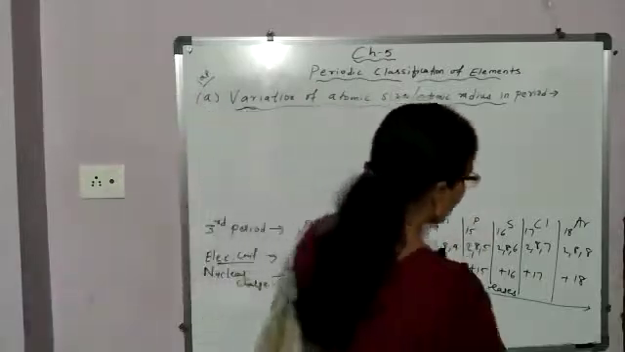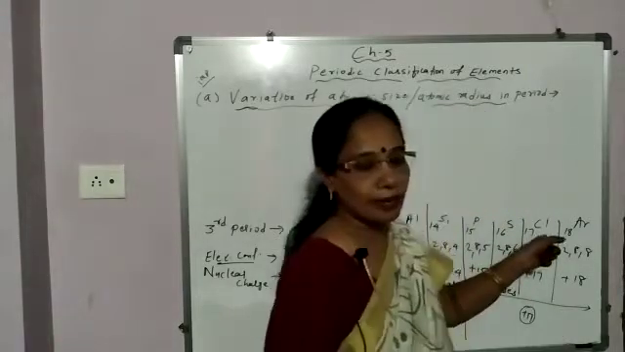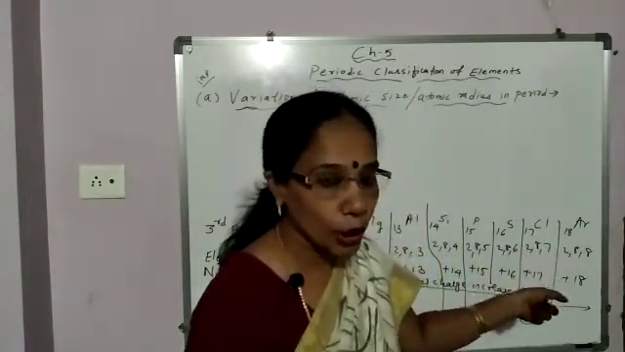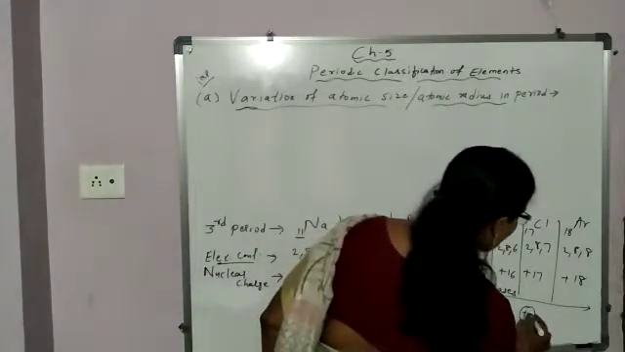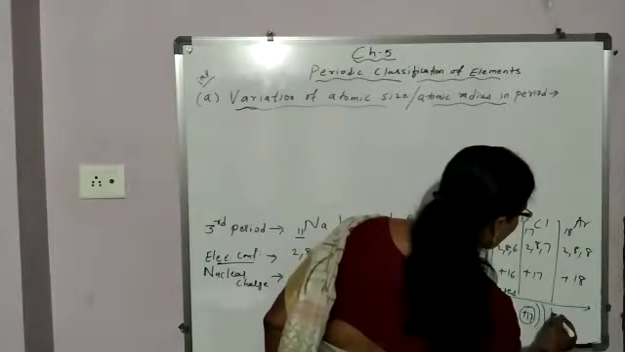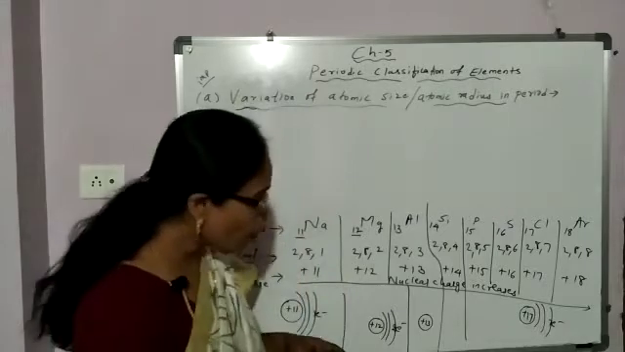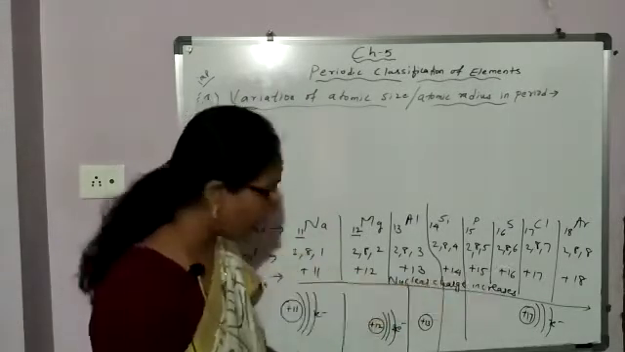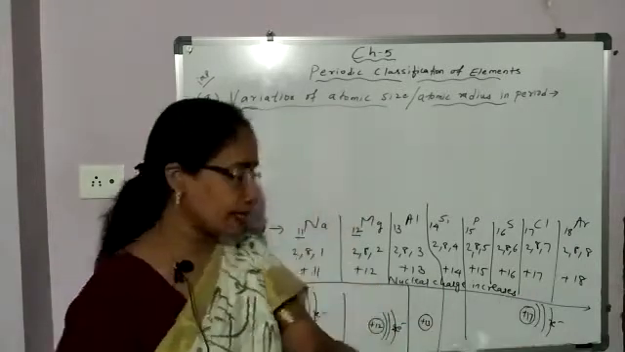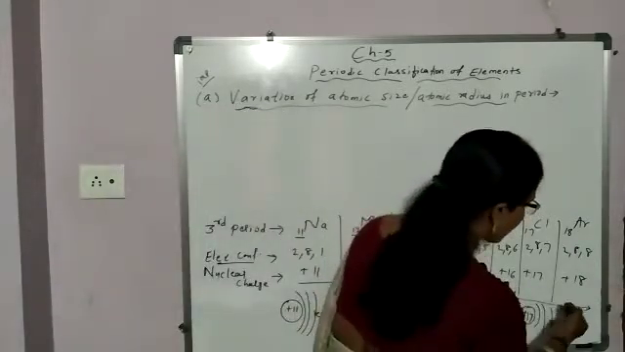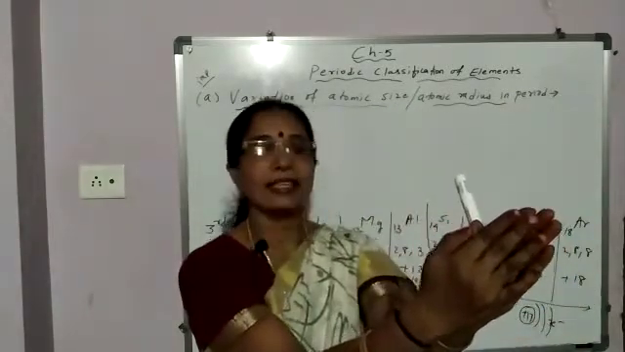You can see here, like chlorine, nuclear charge is 17 because atomic number is 17, atomic number is equal to number of protons, and where are protons present? In the nucleus. So, in the nucleus the nuclear charge is 17, number of shells is 3, and electrons in the outermost shell are 7. As you move from left to right in a period, nuclear charge goes on increasing, and when nuclear charge increases, the force of attraction between the nucleus and the electrons in the outermost shell increases. So, size decreases.